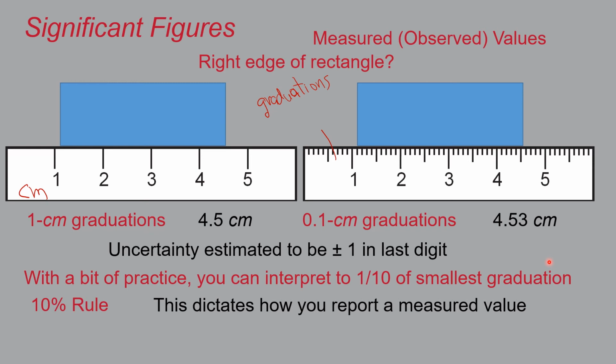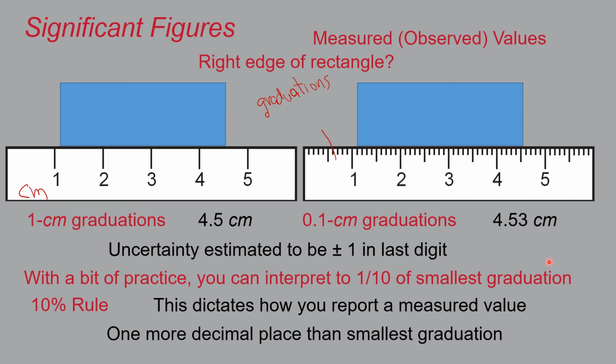And bottom line, it's assumed that you can reasonably estimate to 1 decimal place beyond the smallest graduation, because humans are good at doing that, but nothing beyond that. Yes, you can break this down into 10 separate spots, but not 100. So here, with 1 centimeter graduations, we reported it to 1/10 of a centimeter. With 10th centimeter graduations, we report to 100th.